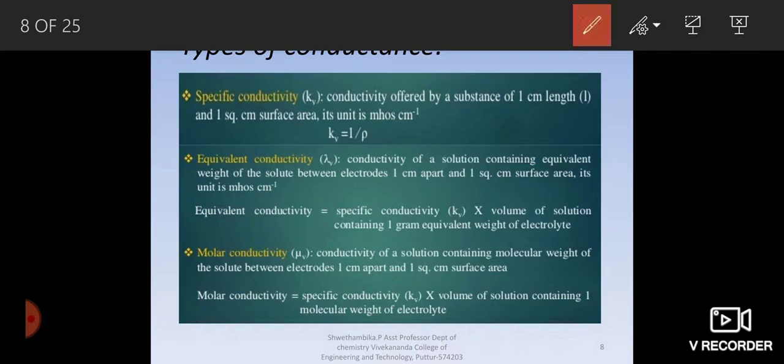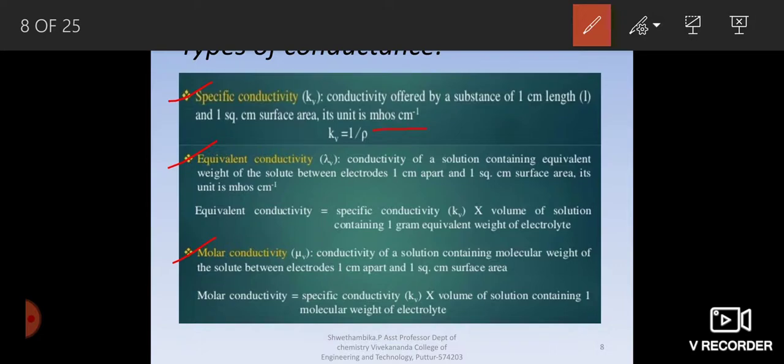All three are important here. So the first one is specific conductivity, then equivalent conductivity, and then molar conductivity. These concepts you had studied in the lab for viva purposes, so let us study the same once and revise. Specific conductance is defined as the conductivity offered by any substance of unit length, 1 centimeter length, and unit area, 1 square centimeter surface area. The unit of the same is mho per centimeter.